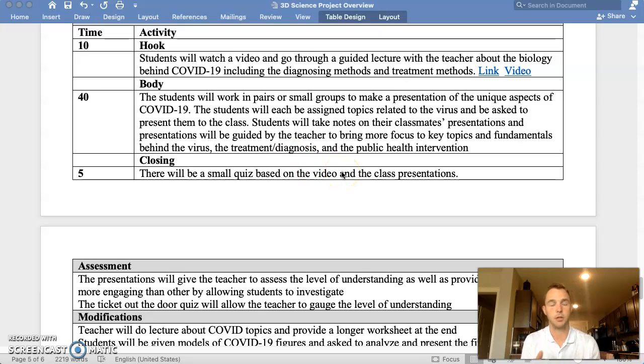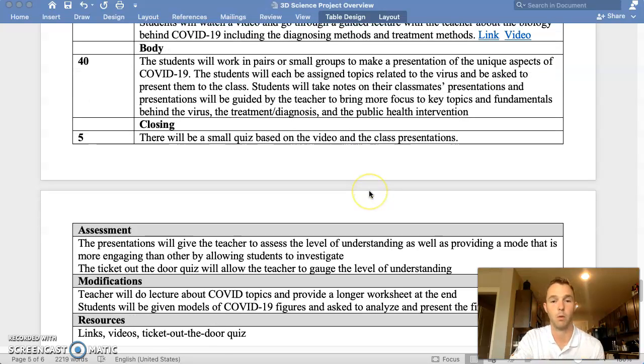And then the teacher will kind of help in these areas. So during their presentations, if there are things that they missed, if there are things that the teacher thinks are really interesting, they'll include those too. I got 1 minute left.